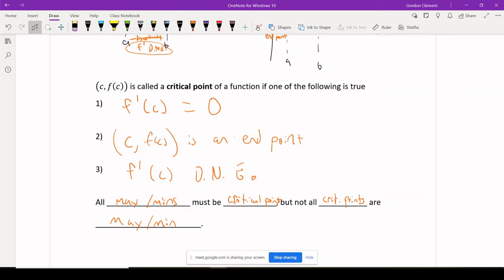Does that make sense? Any questions about any of that?